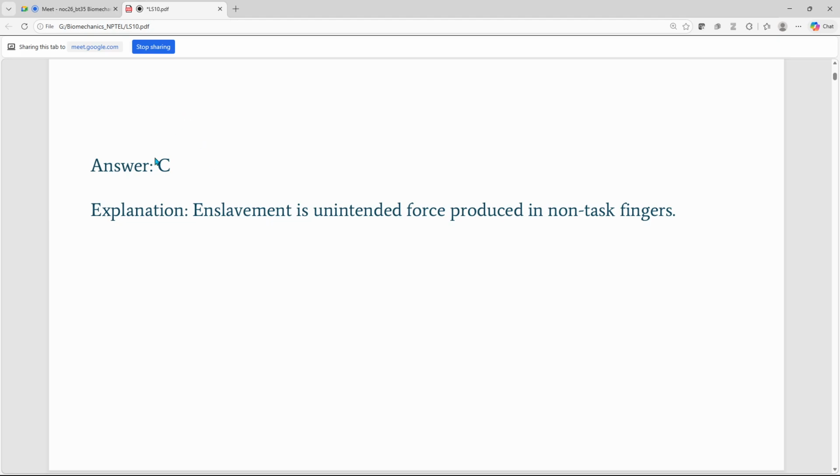Answer is option C. Enslavement is the unintended force production in non-task fingers.